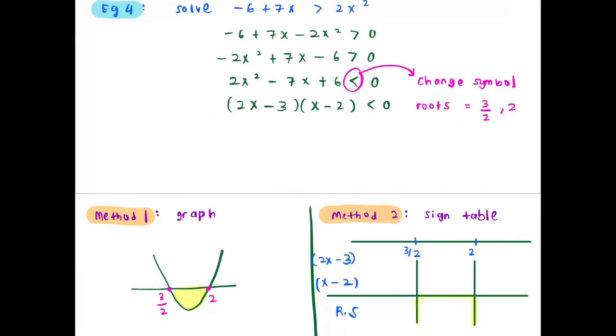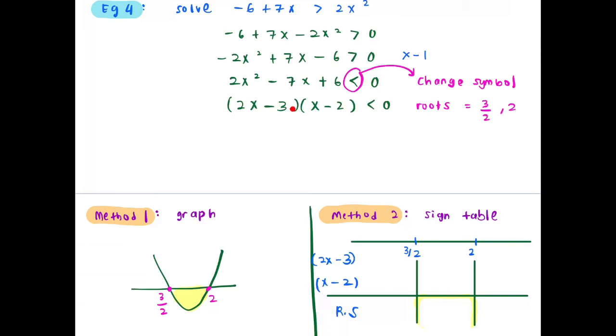Now let's look at example 4. Solve minus 6 plus 7x more than 2x squared. So let's do the first step. Bring everything to your left hand side. So rearrange. Since your a is negative, this is a little bit difficult, so let's multiply everything with negative 1. Let's change your a here to become positive. So multiply everything with minus 1. Be careful, you need to flip the sign. Change the symbol. Now we have finished rearranging this, and your right hand side is 0.